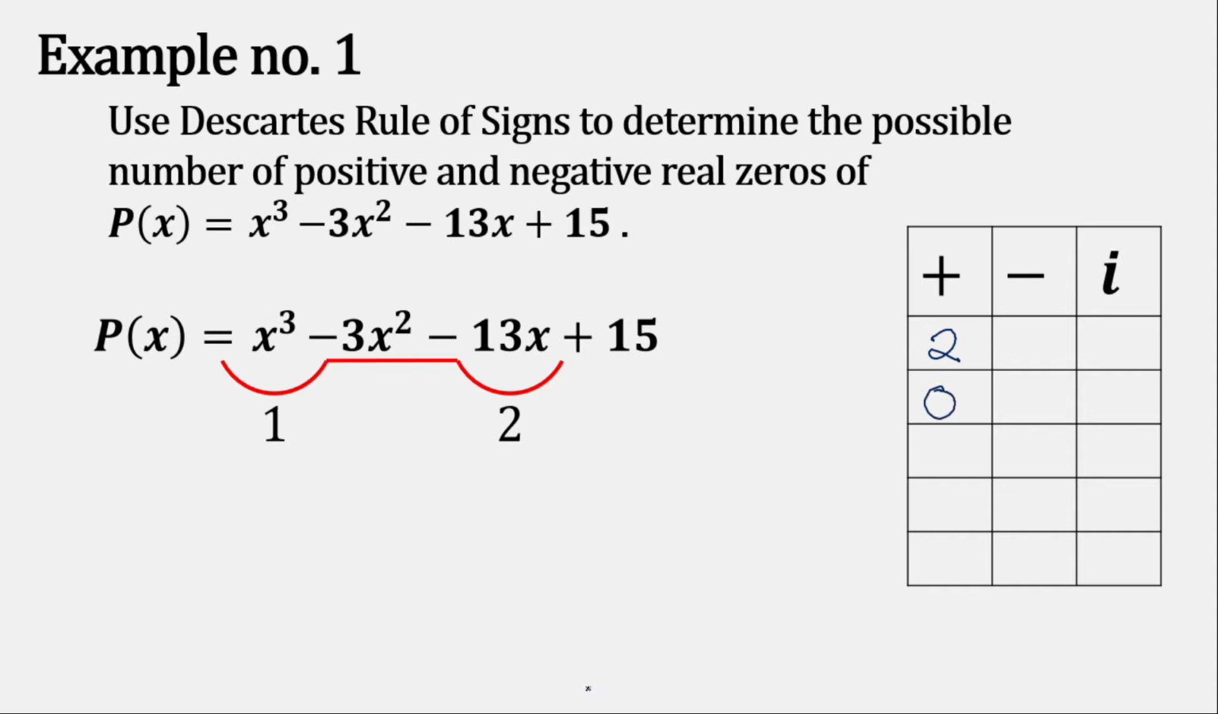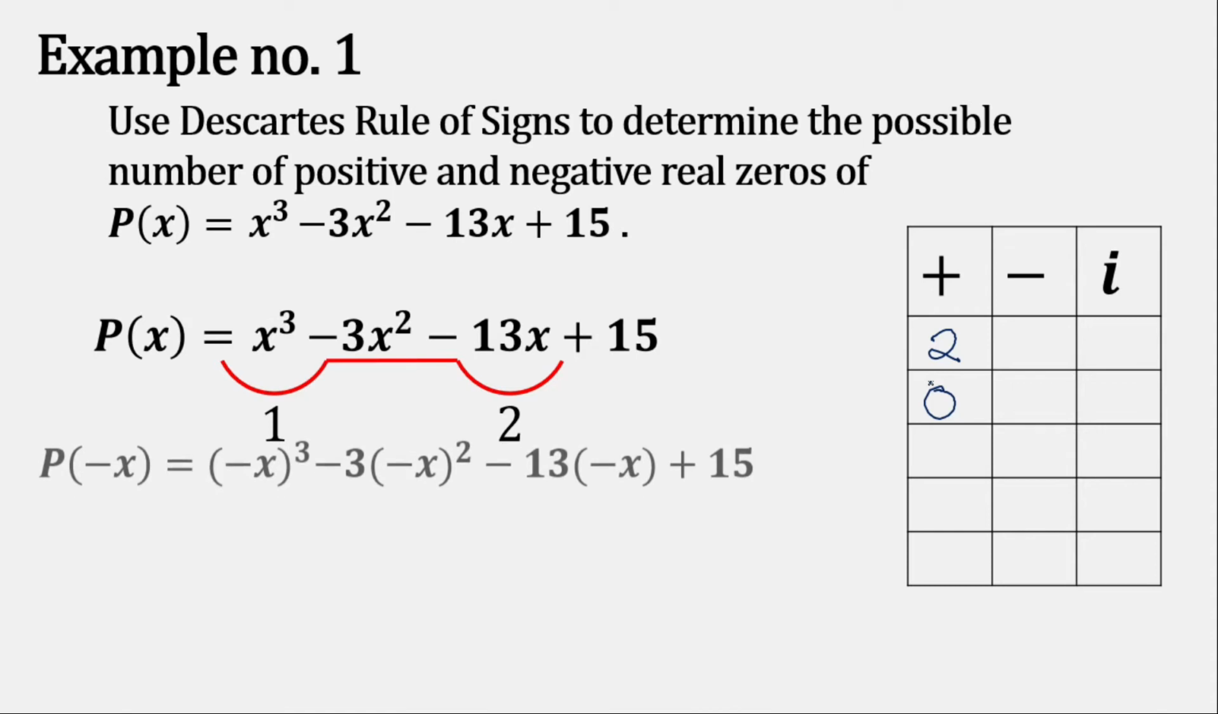Why 2 or 0? Because that's in the rule. Why minus an even number? Because maybe there are imaginary zeros, and all imaginary zeros are conjugates, meaning they come in pairs. So the number of positive zeros is 2 or 0.